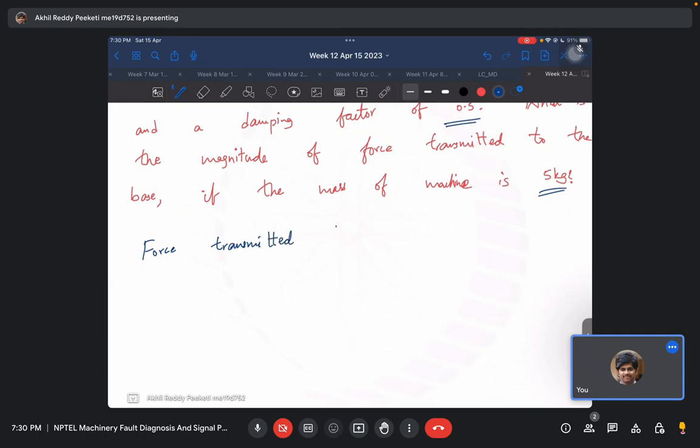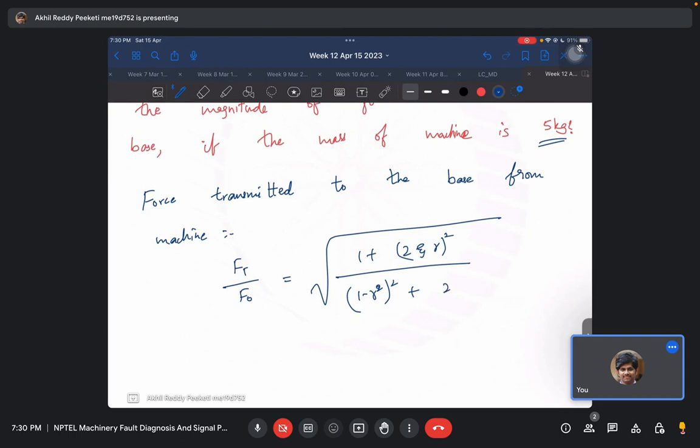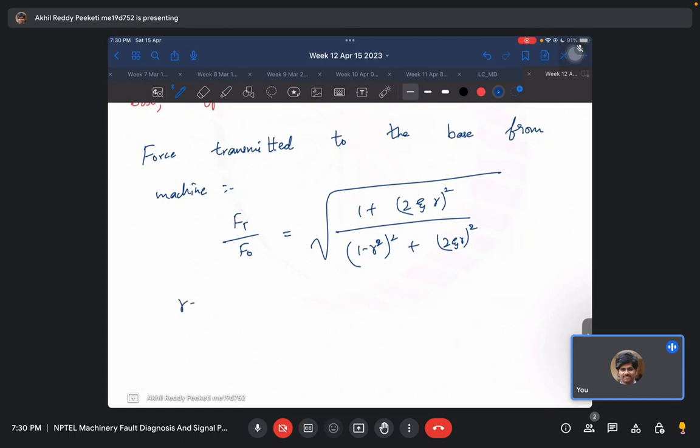The formula for force transmitted to the base from the machine: force transmitted by force generated is equal to the square root of (1 + (2 zeta r) squared) over ((1 - r squared) whole squared + (2 zeta r) squared), where r is omega n by omega f, the frequency ratio, and zeta is the damping factor given.